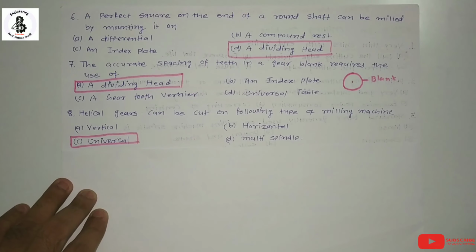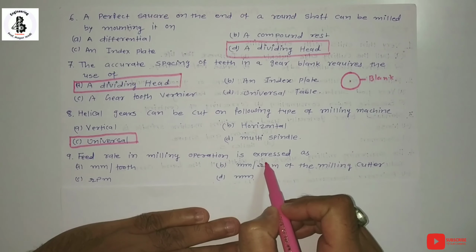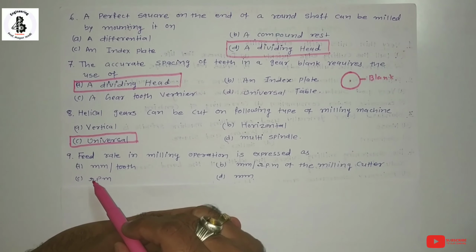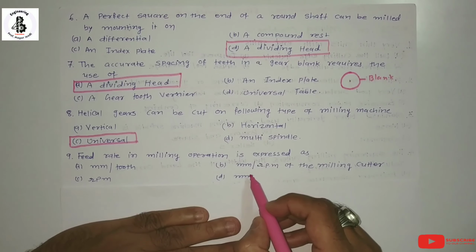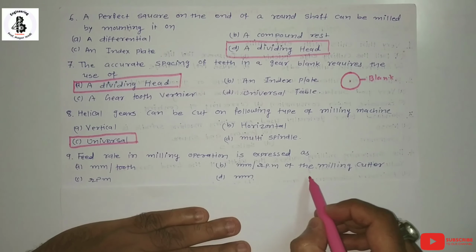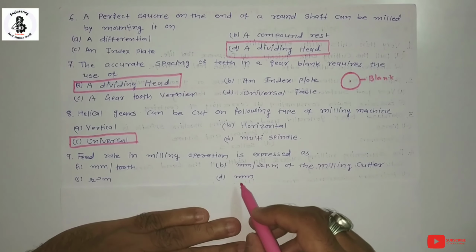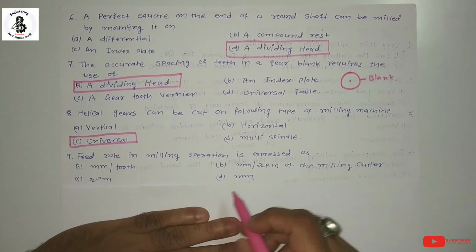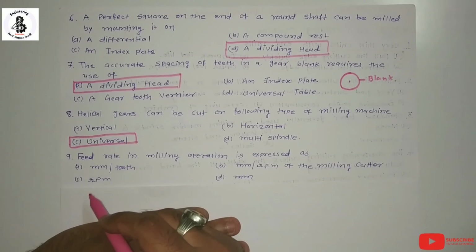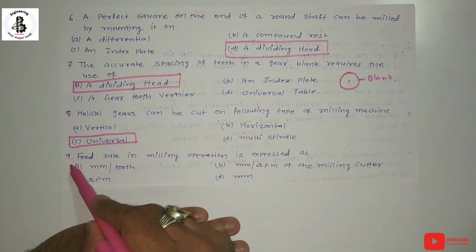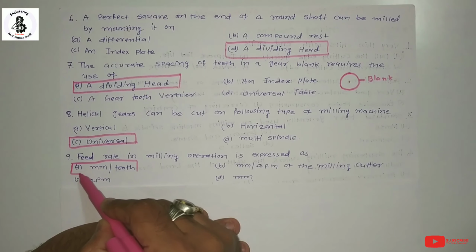Then next question, feed rate in milling operation is expressed as option A, mm per tooth. Option B, mm per RPM of the milling cutter. Option C, RPM. And option D, mm. So basically, feed rate in milling operations is expressed as mm per tooth. So the right answer is option A.